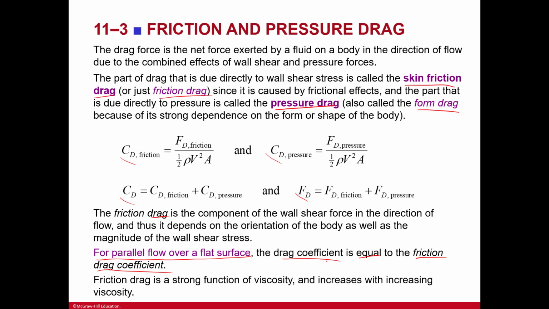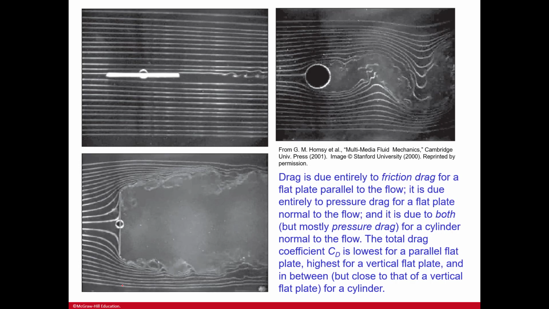Friction drag is a strong function of viscosity because you can think of those forces and those streamlines sticking, right? You can think of that liquid sticking to the body. So friction drag is a strong function of viscosity. Of course, you're going to get that friction, right? And it increases with increasing viscosity. So that relation makes sense. Here you can see drag is due entirely to friction drag for a flat plate parallel to the flow. So you can see that here.